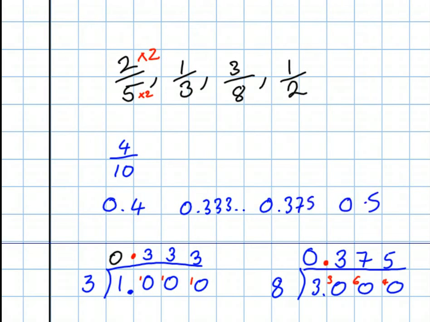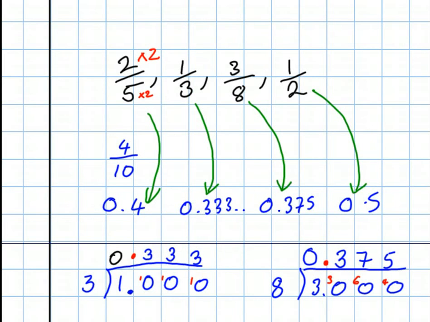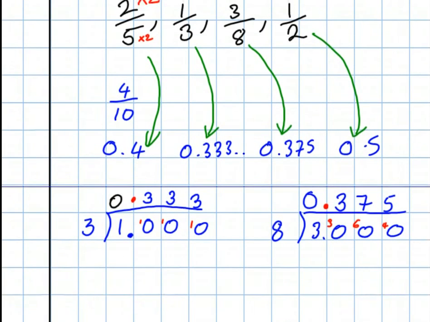So 2/5 is the same as 0.4, 1/3 is the same as 0.33 recurring, 3/8 is 0.375, and a half is 0.5. Now, don't cross out your working out. We're now going to put the fractions in order.